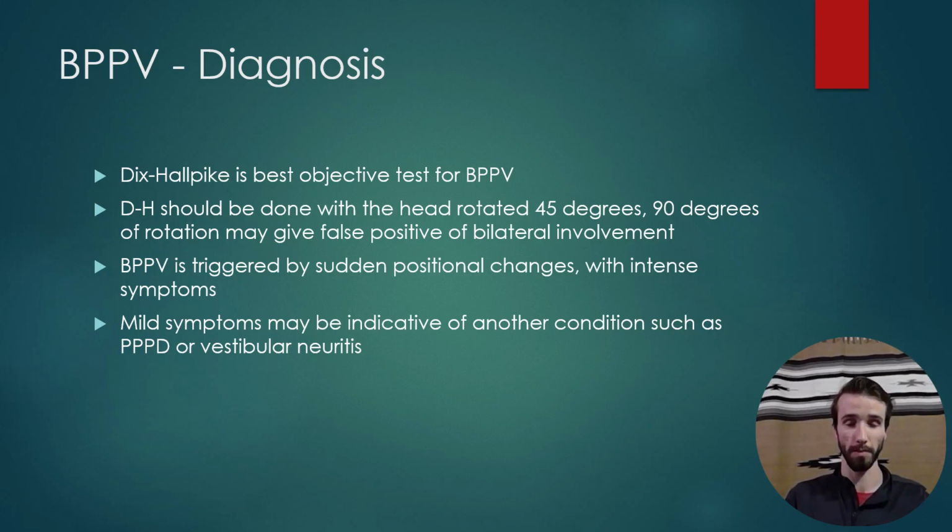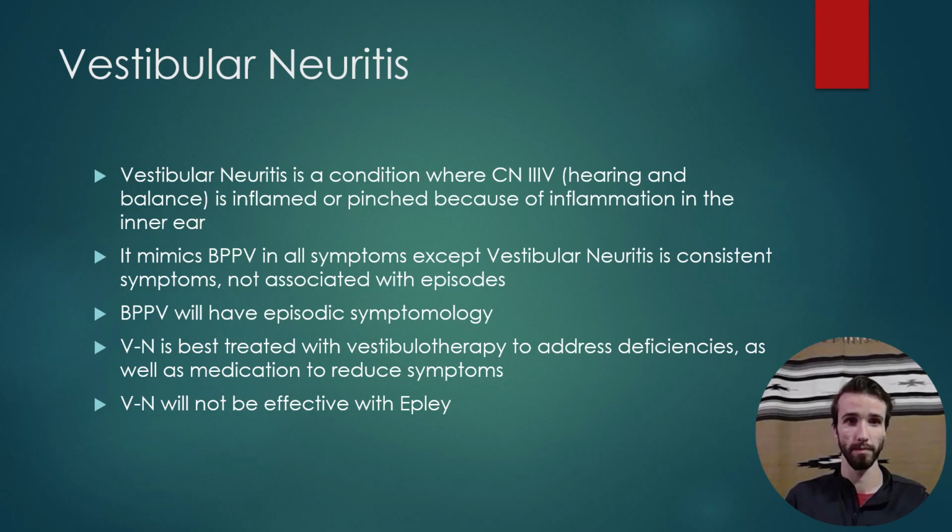The other thing that should be considered with diagnosis for BPPV is the symptomology. BPPV should be intense symptoms, whereas anything reported as mild, other conditions should be considered first, such as vestibuloneuritis. This is a condition where the nerve inside the inner ear is being pinched by inflammation and causing improper signals to the brain. It will mimic a lot of symptomology of BPPV, except vestibuloneuritis will not have episodic symptoms, it'll be consistent.